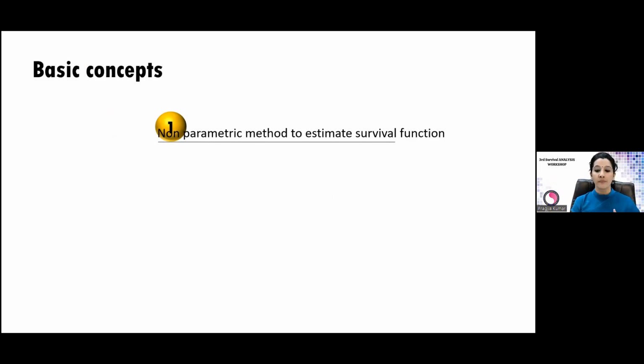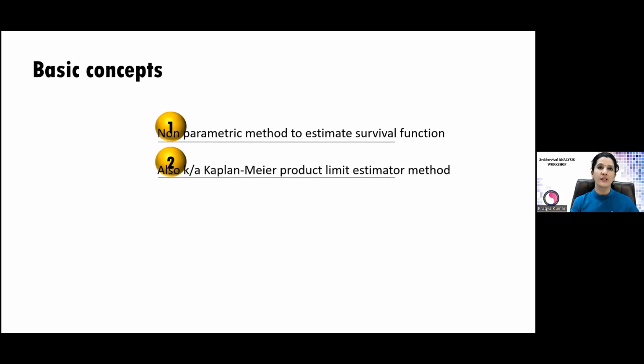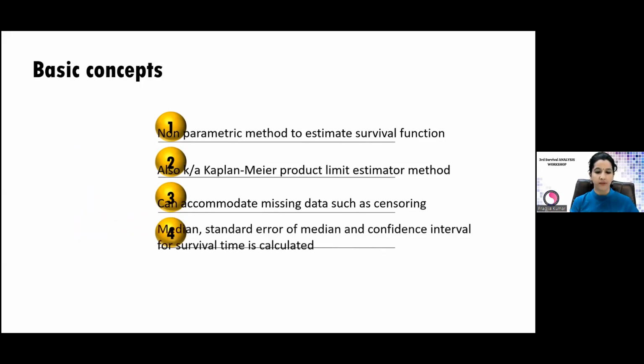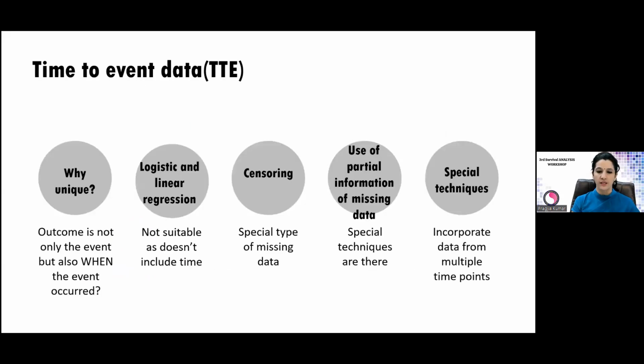So it is non-parametric. That's why the Kaplan-Meier estimation method is non-parametric, or many people call it semi-parametric also. It is also known as the Kaplan-Meier product limit estimator method. It can accommodate missing data such as censoring, which we have seen. Here the median, standard error of the median, and the confidence interval of survival time are calculated. And here we can compare the survival curves using the log rank test, Breslow's test, or Tarone-Ware test.